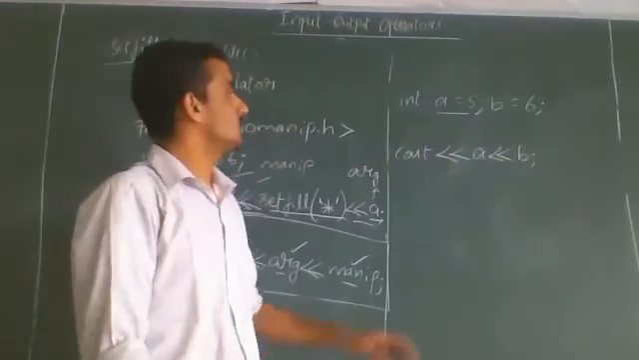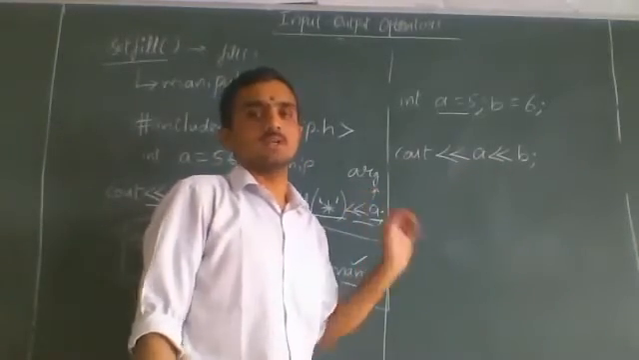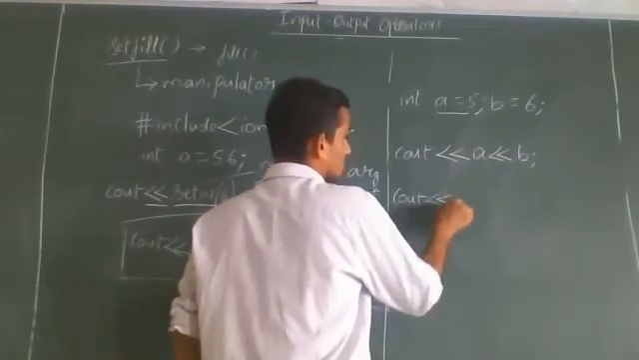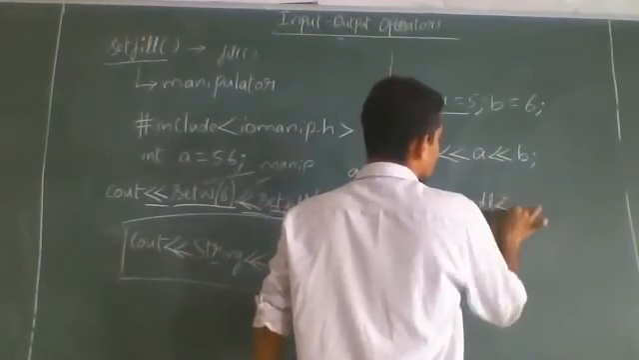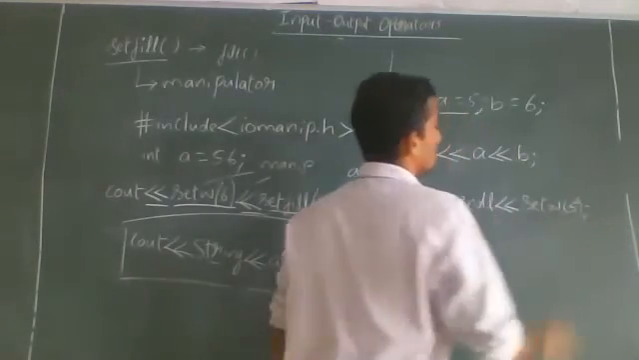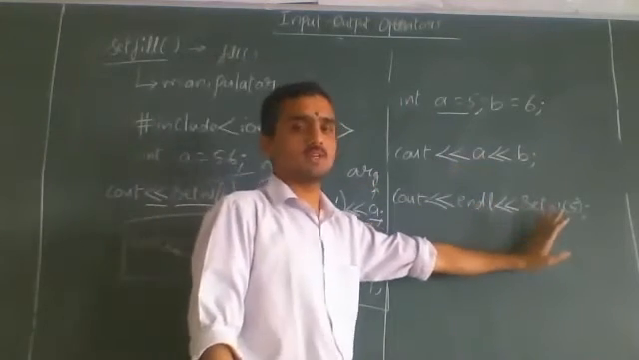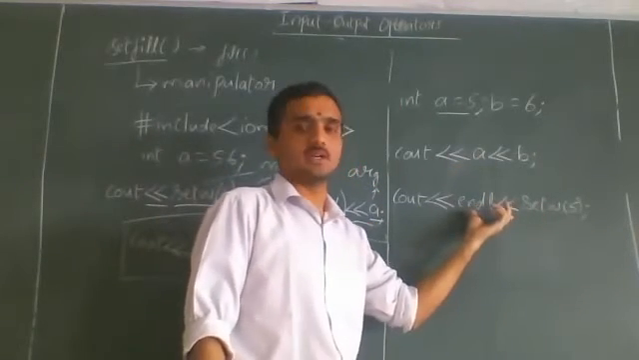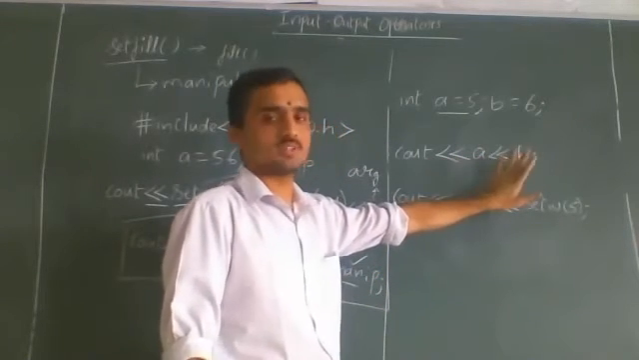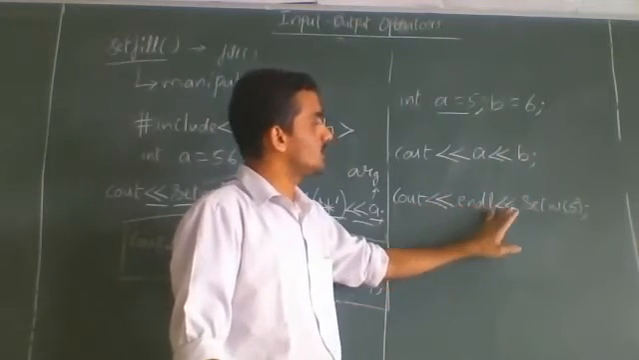So remember this point. If you are using two arguments, then you need two insertion operators. Similarly, if I am using two manipulators, say endl is one manipulator, setw is one more manipulator, then place an insertion operator in between. So here, cout insertion operator A, insertion operator B. Two arguments are there. Here two manipulators are there, endl and setw. So cout insertion operator endl, insertion operator setw.